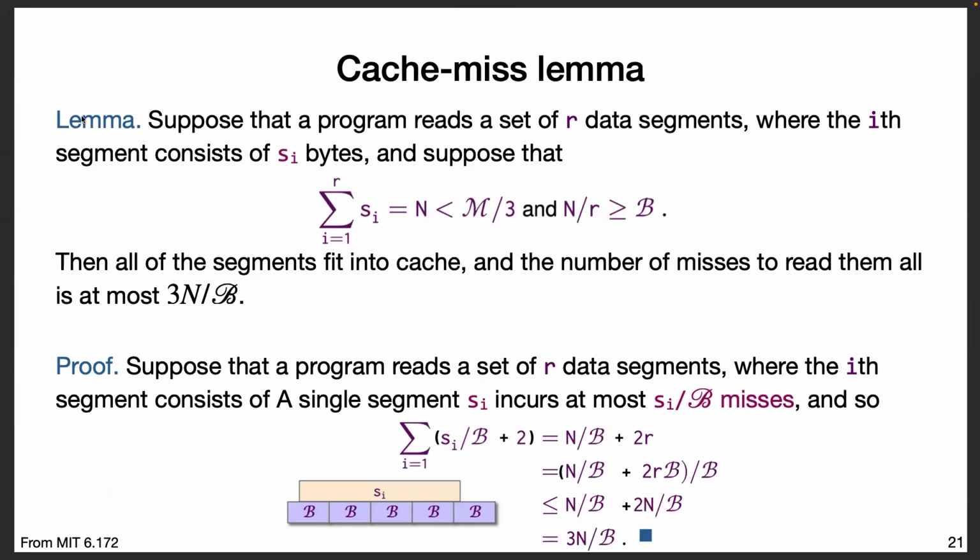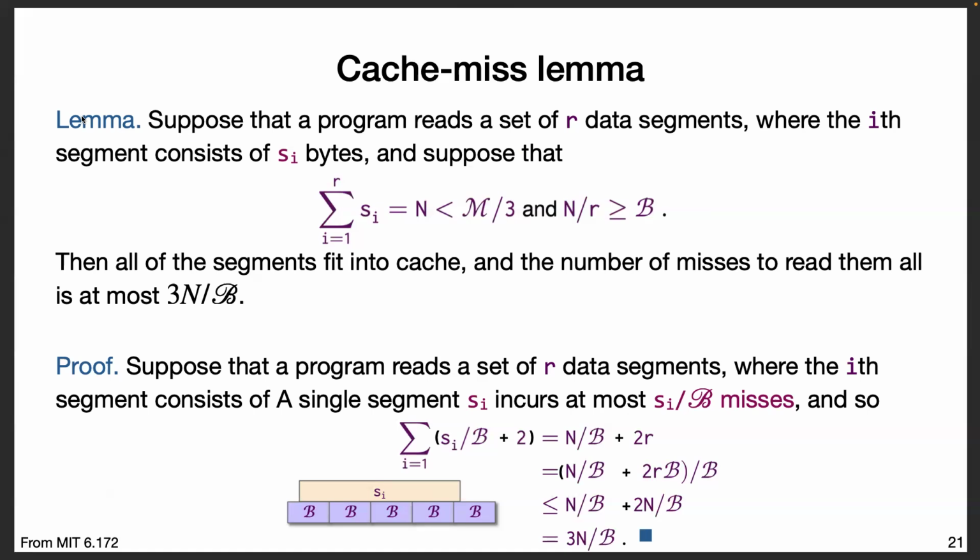The cache miss lemma says: if you have R contiguous data segments, and each one has size s_i bytes, and if you add them all up it is equal to n bytes, which is at most M over 3, and n over R, which is the average size of each segment, is at least B, the block size, then all the segments will fit into the cache, and the number of cache misses just to read them is at most 3n over B. So this is theta of n over B.